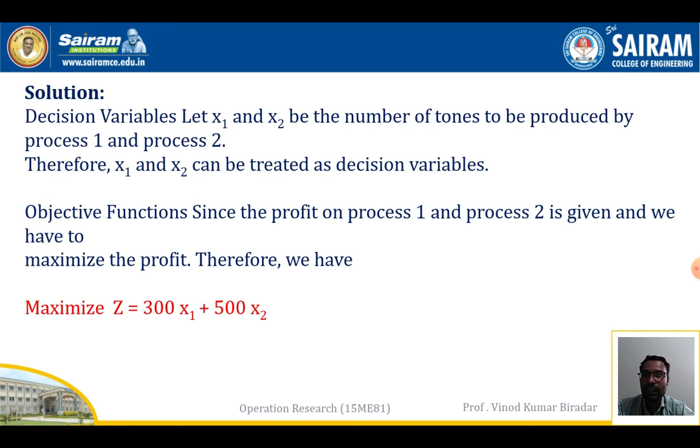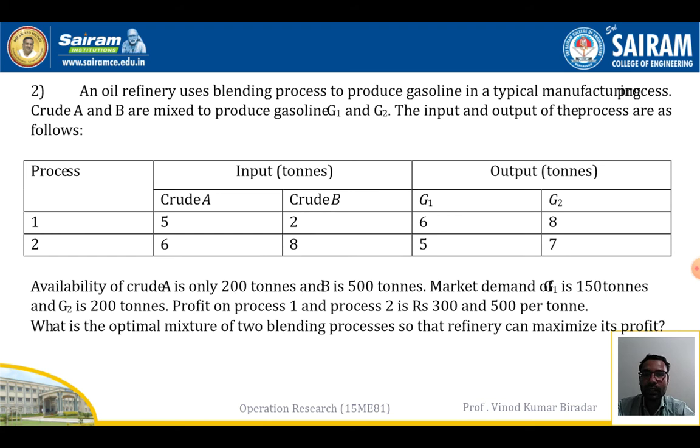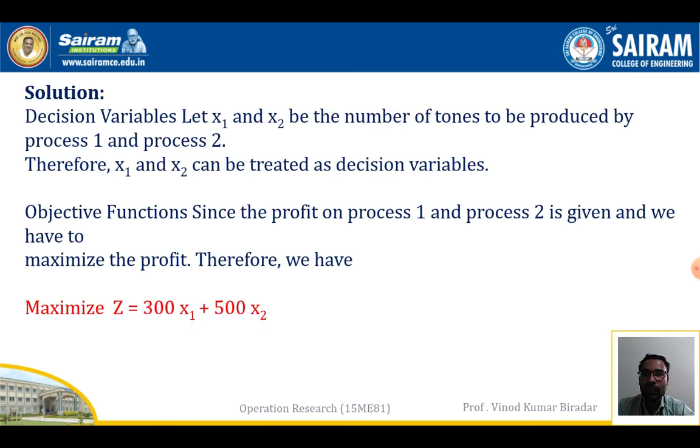Here again, there are decision variables, x1 and x2, for the number of tons produced by process 1 and process 2. There are only two processes, so assume x1 and x2 are the decision variables. If there were a process 3, you would also take x3. The objective function is about profit, so it is maximization: Z = 300x1 + 500x2. This problem belongs to maximization. If you write only this in the examination, you will get around 2 to 3 marks. So this is the first step.